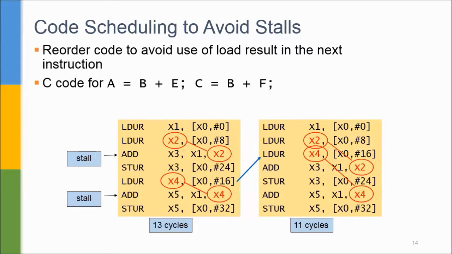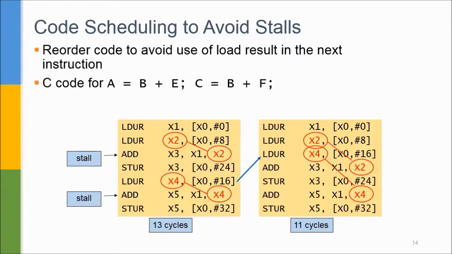How to avoid pipeline stalls? Let's consider a C language code where A is equal to B plus E and C is equal to B plus F. When we convert this C code into LEGv8 code, we have the following: load x1, x0, #0; load x2, x0, #8; then add x3, x1, x2; store x3, x0, #24; load x4, x0, #16; then add x5, x1, x4; then store x5, x0, #32.